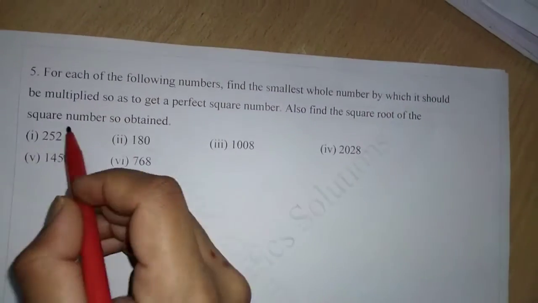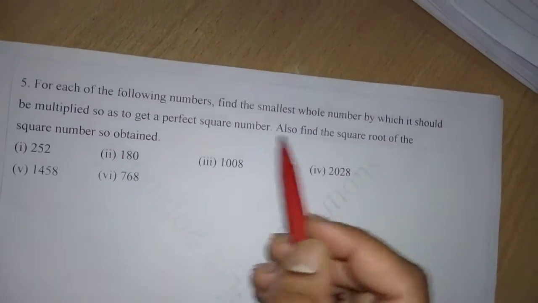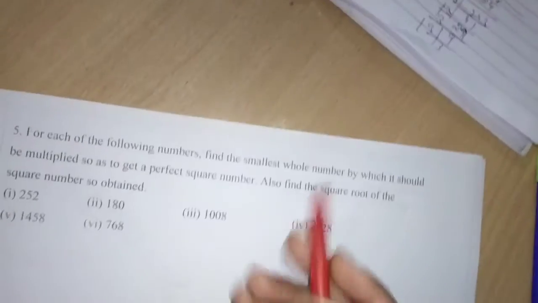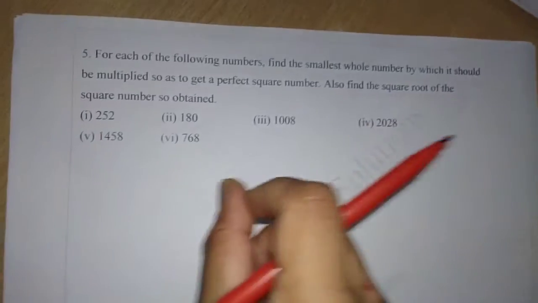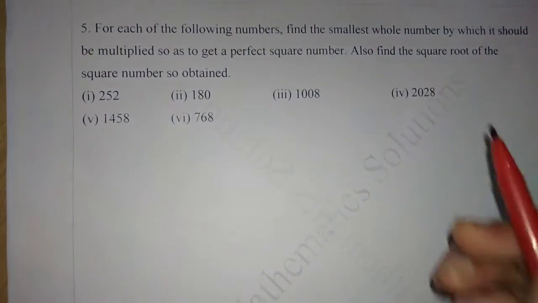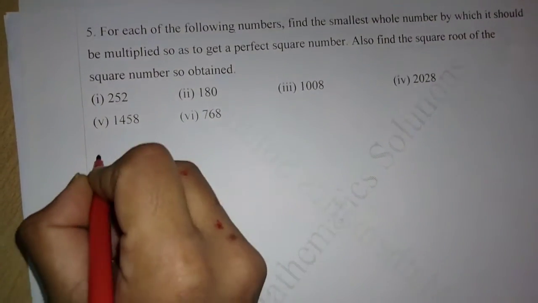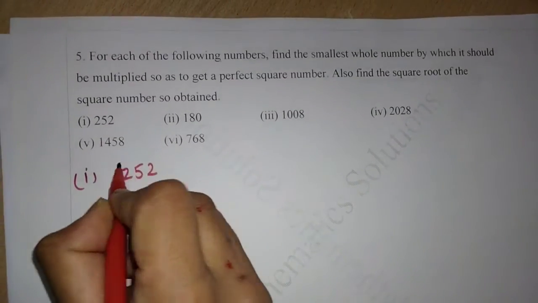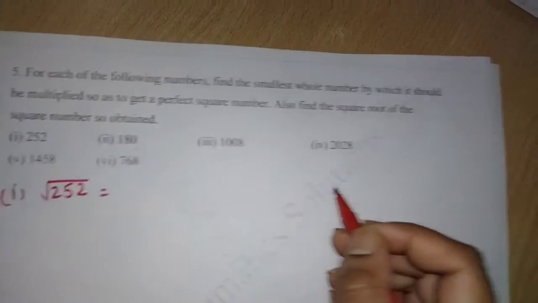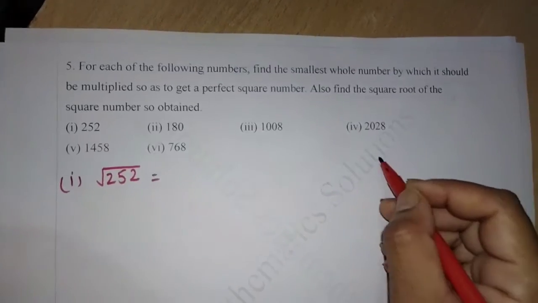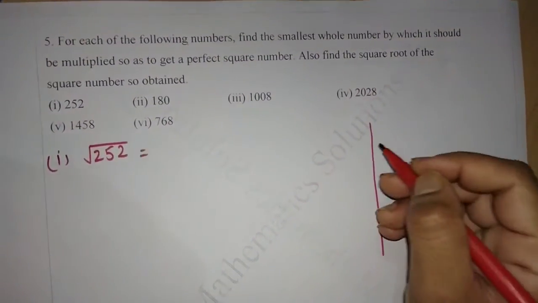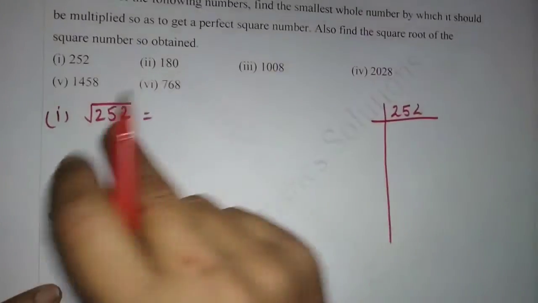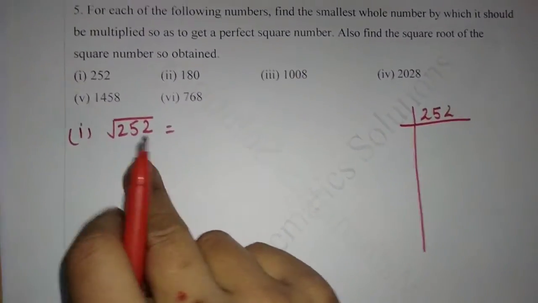Also find the square root of the square number so obtained, that is, we have to find the square root of the numbers that we obtained by multiplying the given number with the whole number. So let's start with the first part. The first part is 252. We will also do it by the prime factorization method, so that we can find the whole number by which this given number should be multiplied.